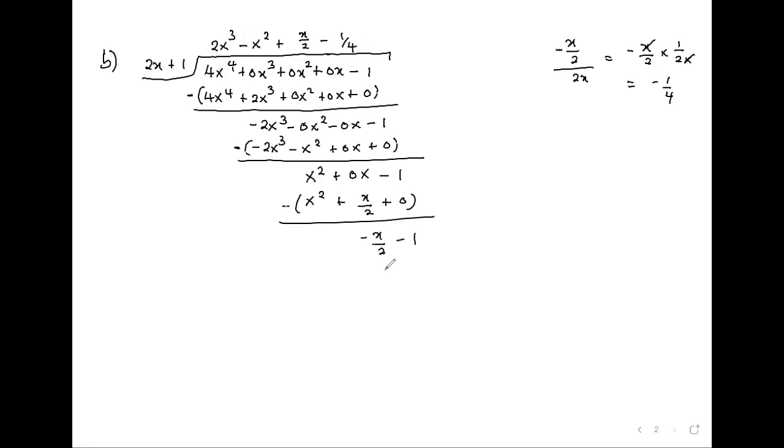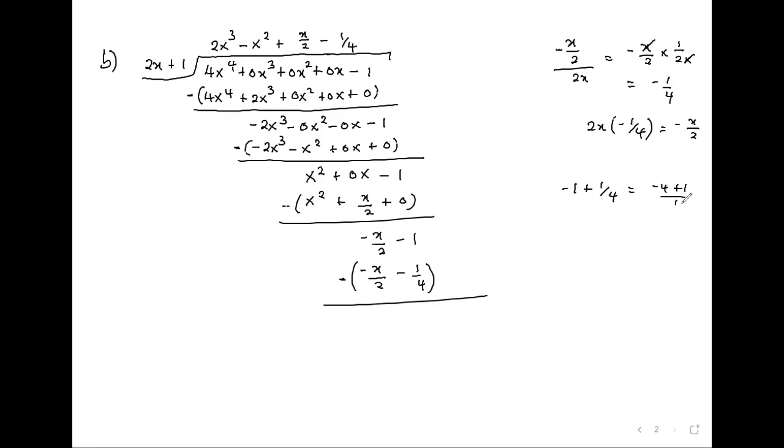Multiplication, there we have 2x multiplied by negative 1 over 4. That's going to be negative x over 2. So you have negative x over 2 and then minus 1 over 4. Subtract, we get 0 and then minus 1 minus minus, that's the same as minus 1 plus 1 over 4. So this is negative 4 plus 1 over 4, giving us negative 3 over 4.